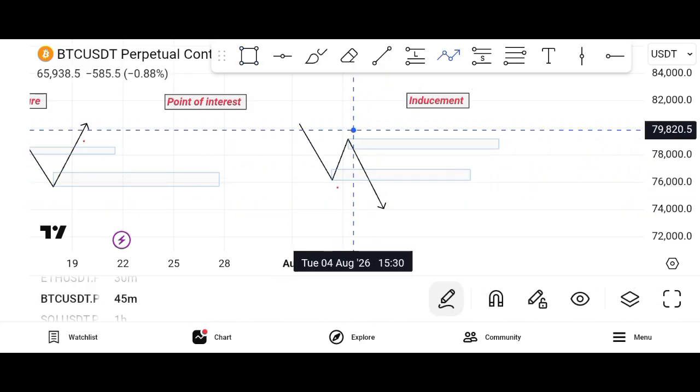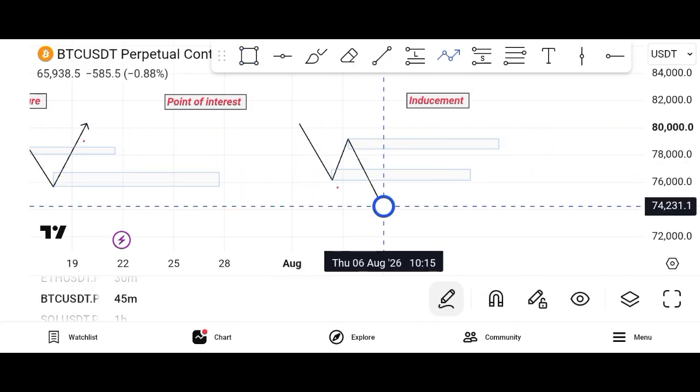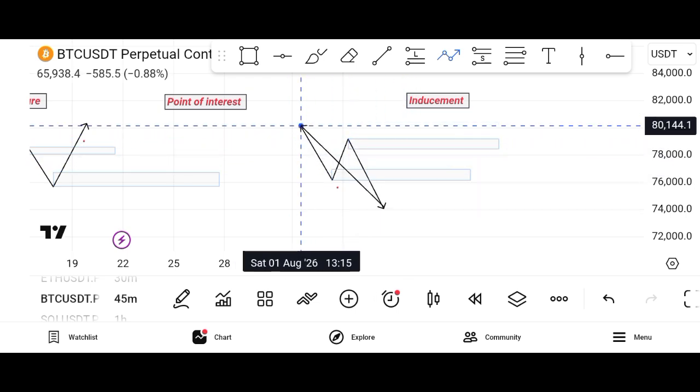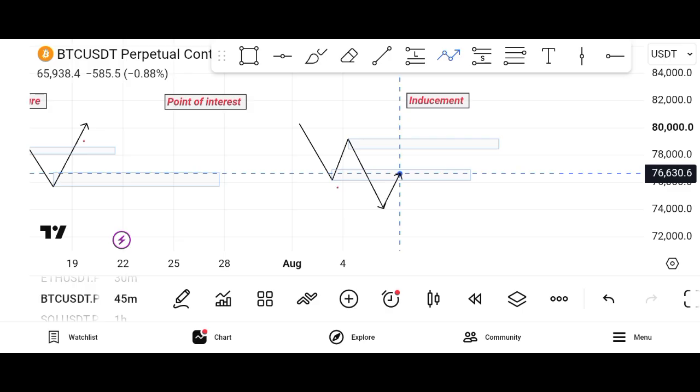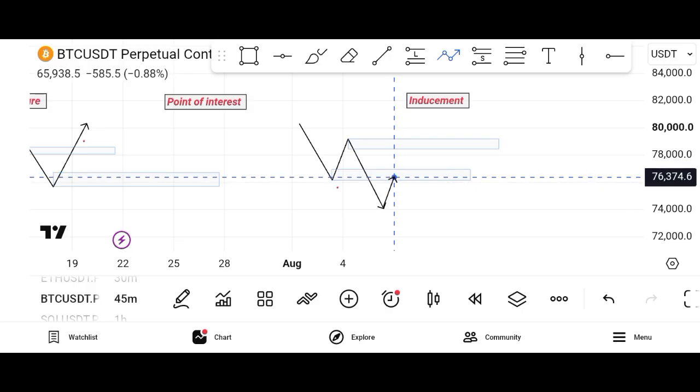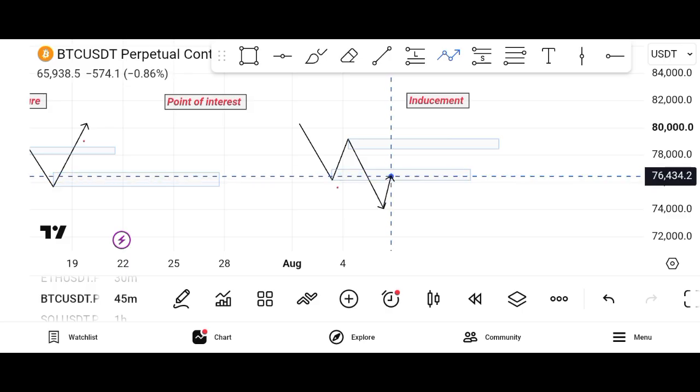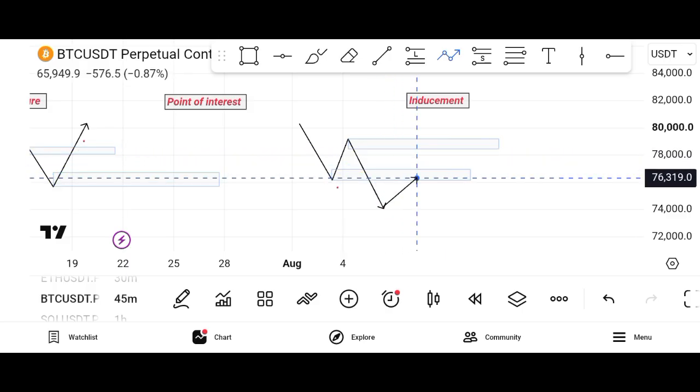We're expecting that after the retracement, the market might either react from this zone or this zone because it is a point of interest. That's why we call it point of interest. It is a point where we expect something to happen in the market. It is a point where we expect the market to either break those levels or continue moving from those levels in the initial direction.